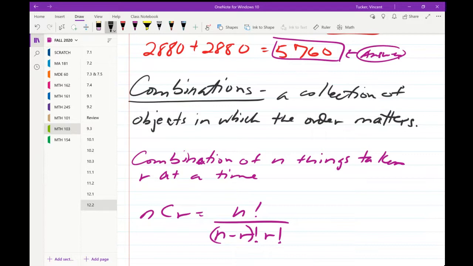Collection of objects in which the order I put matters. Sorry about that. That should be does not matter. Permutation is where order matters. Sorry about that. So a collection of objects in which the order does not matter will be your combinations. Permutation is when the order matters. Combination is when the order does not matter.